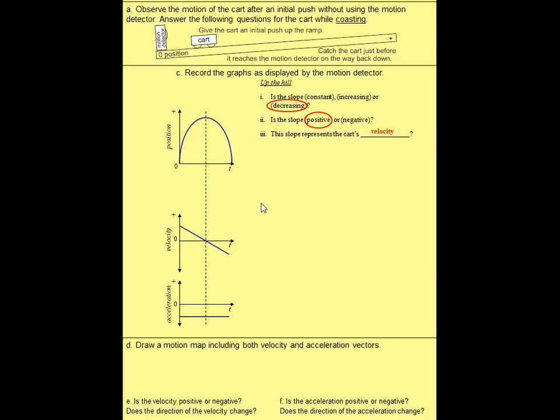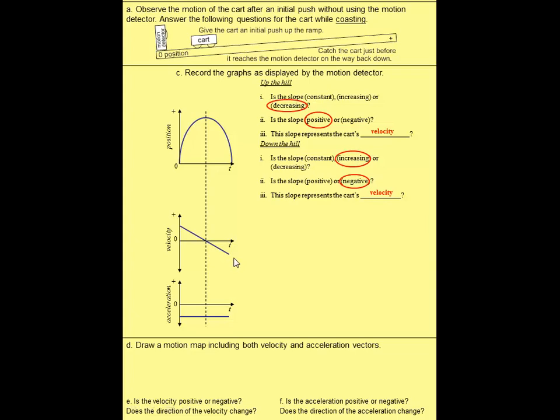On the way back down the hill, we have slopes which are getting steeper and steeper, so they're increasing. We have negative slopes, they're sloping down, and of course this is still the velocity. Well, notice how that shows on this velocity time graph. After the dotted line, you have negative velocities, they're below the time axis, and they're increasing. They're getting further away from the time axis.